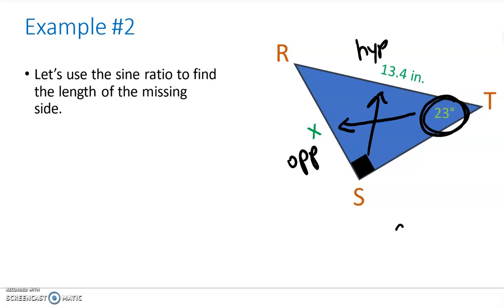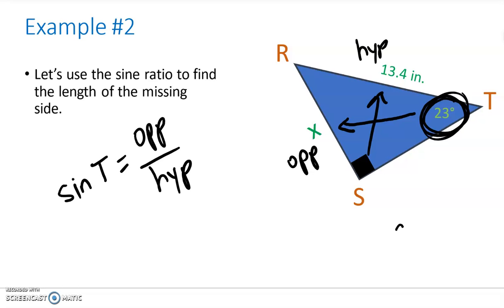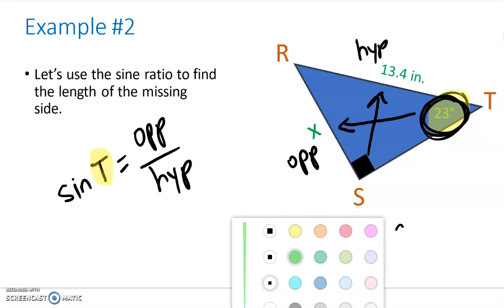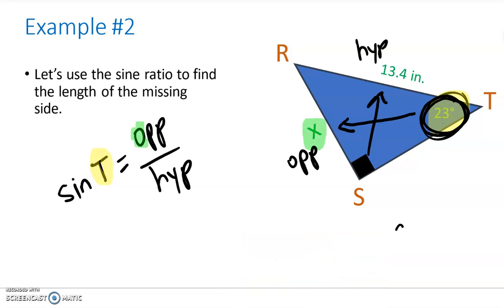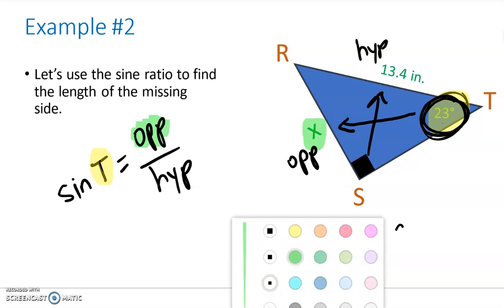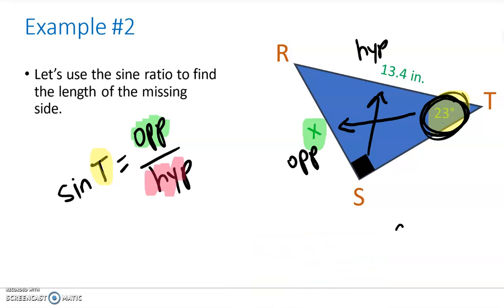Therefore, we use the sine ratio, because the sine of any acute angle, or angle t for that matter, 23 degrees, is equal to the opposite side of angle t divided by the hypotenuse. So we can clearly see that 23 degrees, that's angle t. We're going to plug that in there. The opposite side to angle t is x. That's what we're solving for. And the hypotenuse, which is given to us, is 13.4. So we're just going to plug that in there, and then we're just going to work this out.